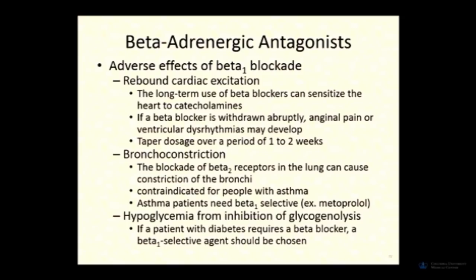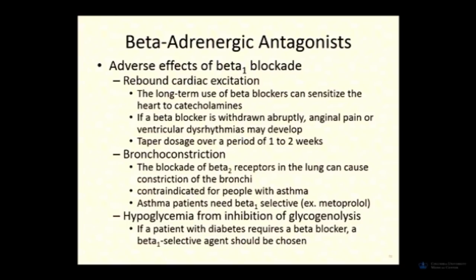Okay. As we'll talk about in a moment, propranolol is our prototypic beta blocker, and you'll actually see more metoprolol than you will see propranolol clinically, and it's the drug of choice with patients who need a beta blocker and also have asthma. And sometimes you'll also see hypoglycemia with a beta blocker from the inhibition of glycogenolysis.